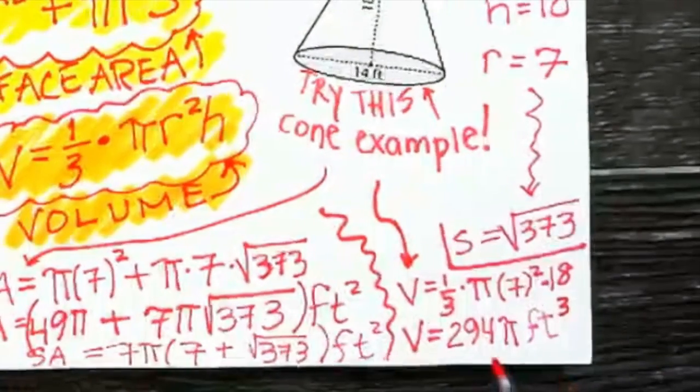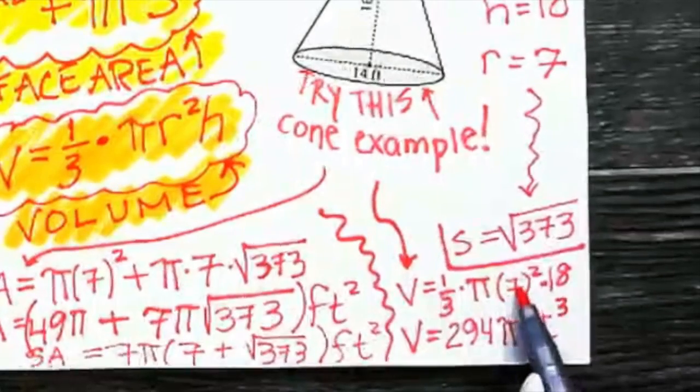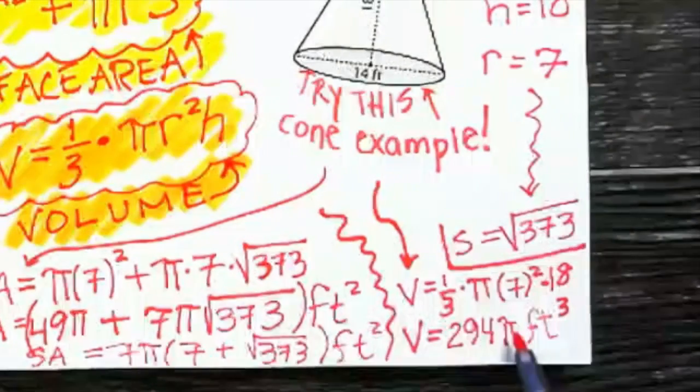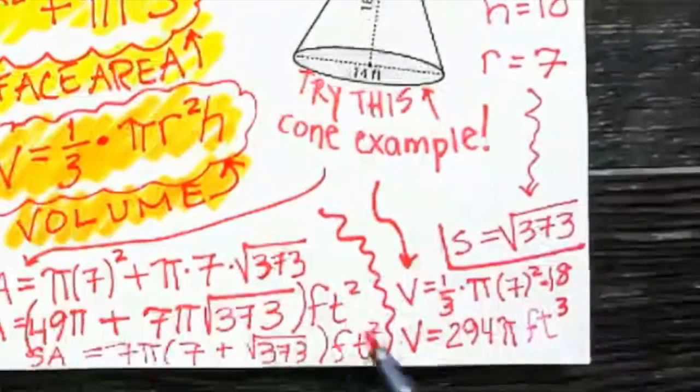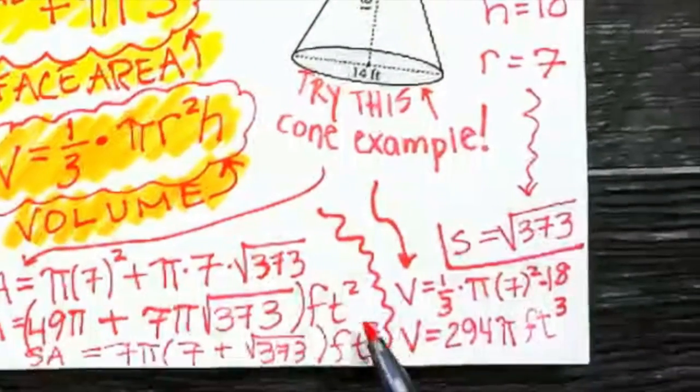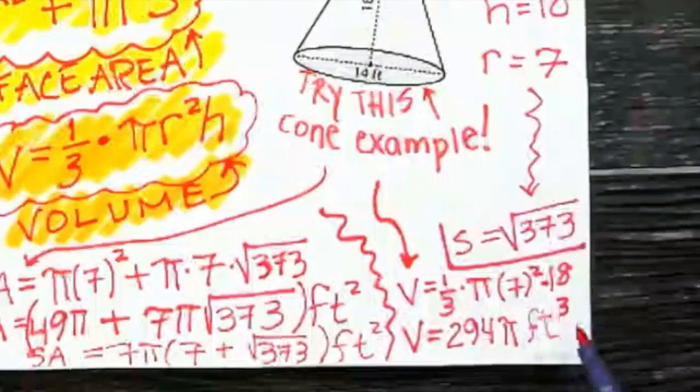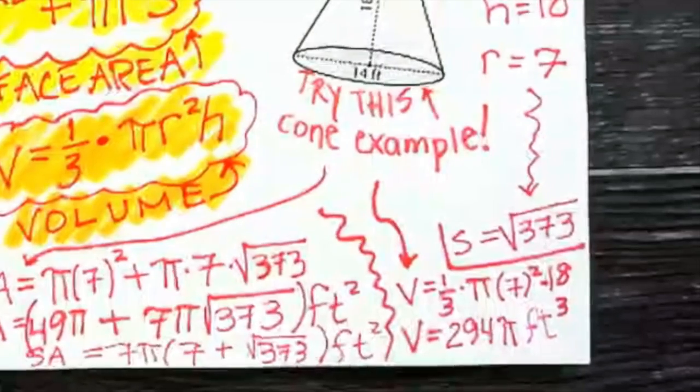feet cubed, and that's because we had feet, so it's cubic feet. Areas, surface areas, areas of a polygon, area of a circle will have squared units, and volumes will have cubed units.